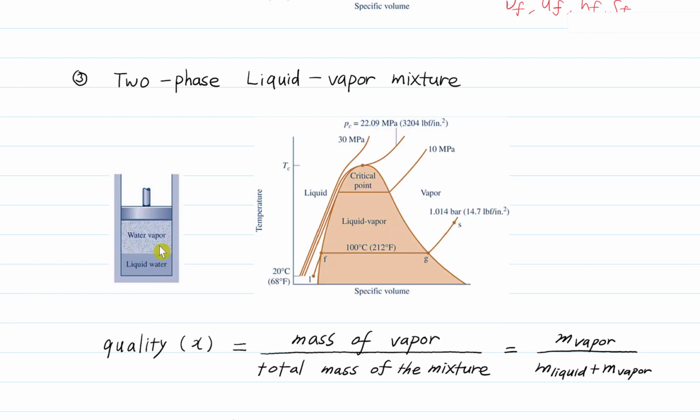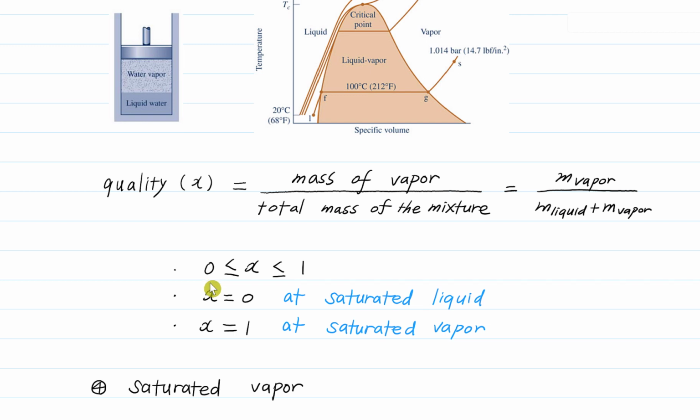So we want to know the proportions of the vapor and the liquid in the mixture to analyze the system. And the ratio of the mass of vapor to the total mass of the mixture is called quality, denoted by x. So the quality x is the mass of vapor over the total mass of the mixture, and the total mass of the mixture is the sum of the mass of liquid and the mass of vapor. The quality ranges between 0 and 1.